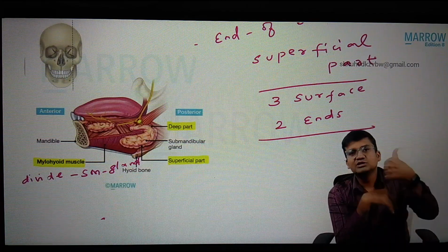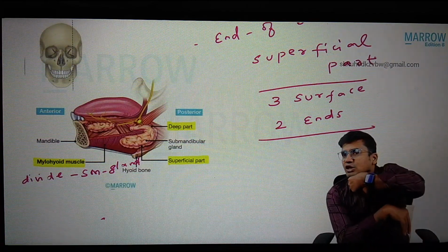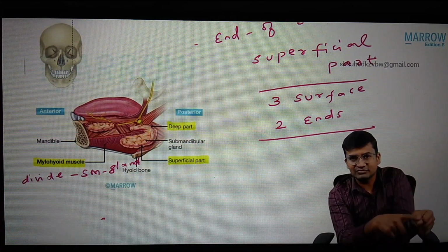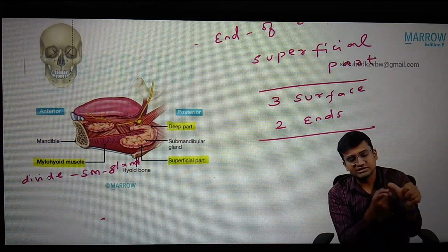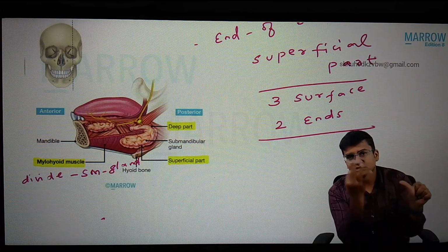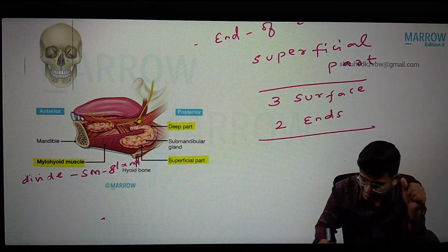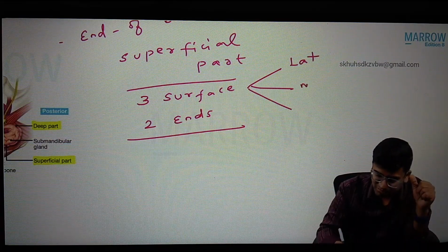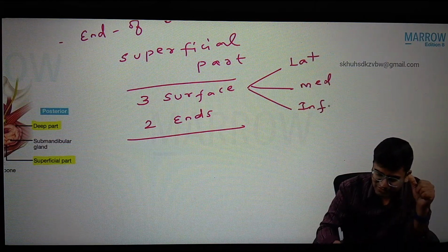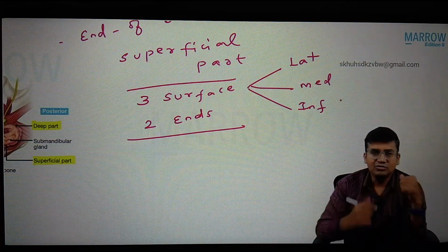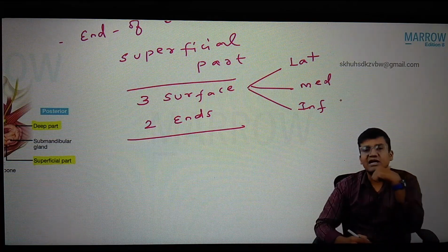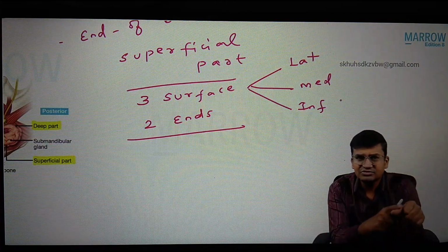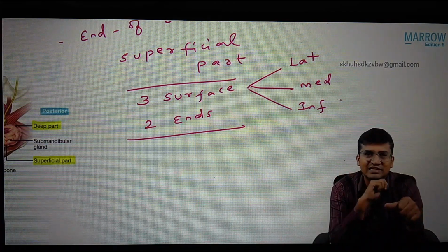The one which I am keeping close to the mandible is the lateral surface. This one is the medial surface and this one is the inferior surface. So we have 3 surfaces for the submandibular gland: lateral surface, medial surface and inferior surface. Now the investing layer of deep cervical fascia covers the inferior surface and medial surface only. The lateral surface is not covered by the investing layer of deep cervical fascia.